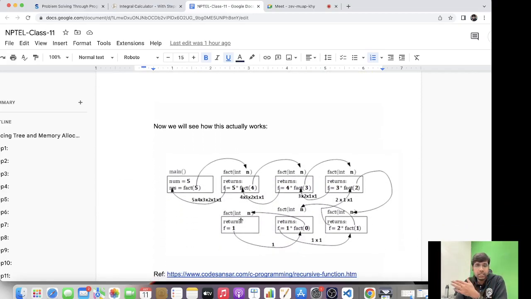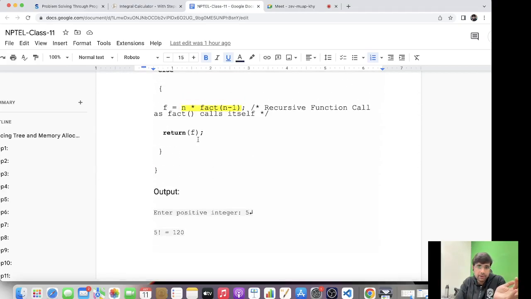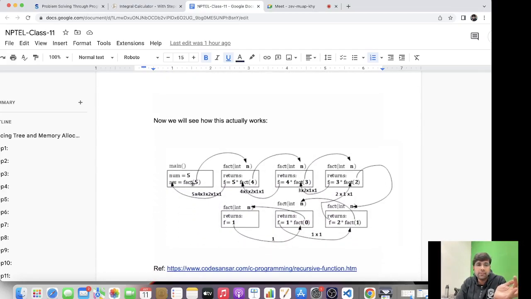So the program trace will be like this. Initially from the main, factorial of 5 will be called, and it will trigger another factorial call, factorial of n. In the factorial function, f equals n into factorial of n minus 1, right? So initially 5 will be there, 5 into factorial of 4. Factorial of 4 will again trigger another function, and it will go on like a chain, and whenever it reaches the condition factorial of 1, it will trace back through the function calls, and finally you will get the final value, 5 into 4 into 3 into 2 into 1.